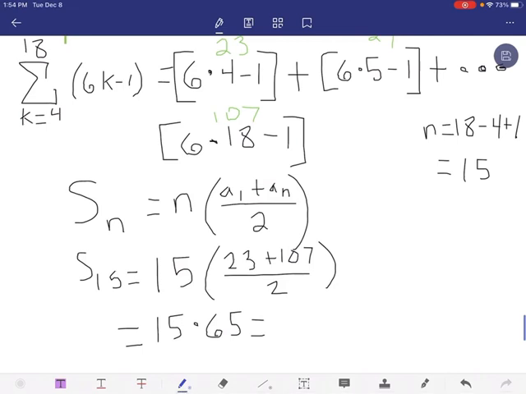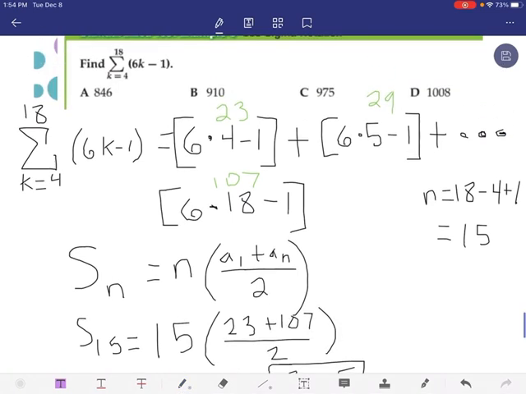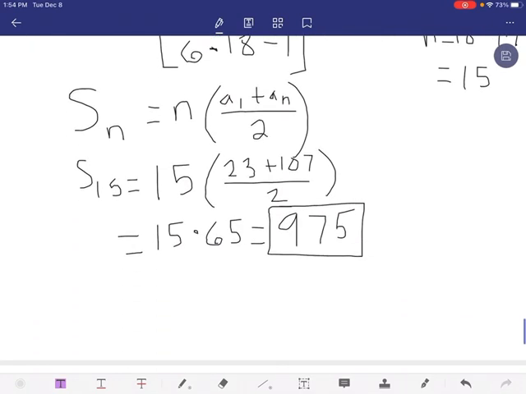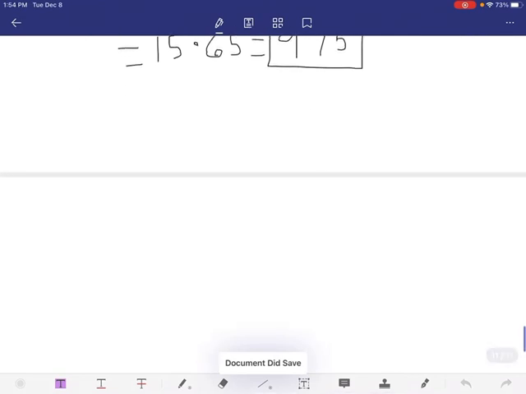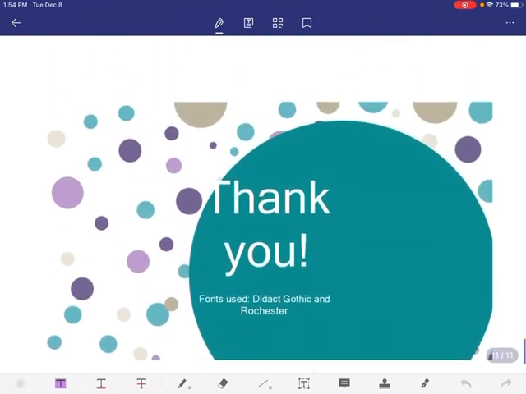And then 65 times 15 is going to give us 975. And that would be our final answer. And we would get the same thing if we just put it into our calculator. 6 times 4 minus 1, which is 23. And then we added 6 times 5 minus 1, which is 29. And then we added 6 times 6 minus 1, and so forth, all the way till we got to plugging in 18. We would get the same value by just doing this formula, which is a lot faster than trying to do that many.